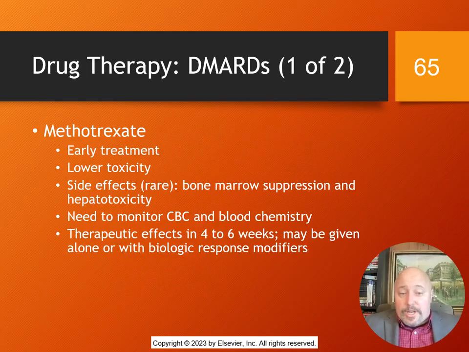Methotrexate is going to be your most common. It's used in the early treatment, has lower toxicity, though the side effects are bone marrow suppression and hepatotoxicity. We need to be monitoring those CBCs and blood chemistry, and the therapeutic effects of this drug can take 4 to 6 weeks and may be given alone or with biologic response modifiers.